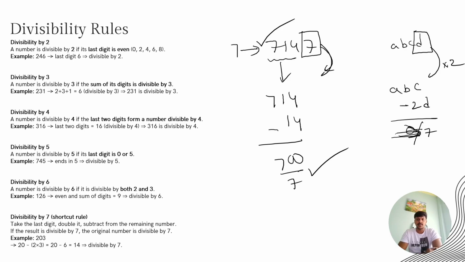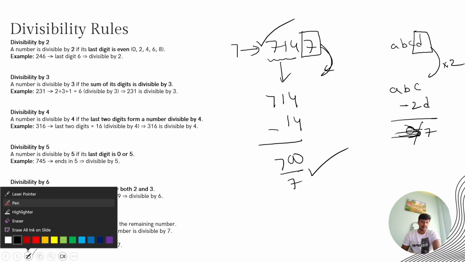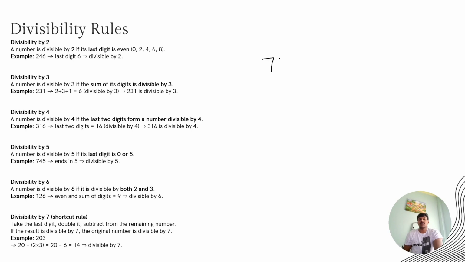I hope this one is clear. Last number, make it double, subtract, and the answer has to be divisible by 7. Now the question comes, what if we are having some bigger numbers where I can't get the answer in a single step? Then you can apply the rule again and again until you are satisfied or comfortable. For example, let us take a bigger number, 714. No, let's make it 7714, because last time we got exactly 0. So 7714.